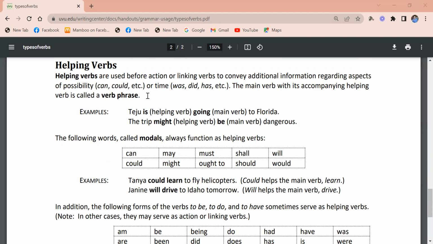Okay. Example. Teju is going to Florida. What is the helping verb or auxiliary verb in other term? Helping verb is auxiliary verb. Is going. Progressive to, di ba? Going, ing. So the action verb or the main verb is going. The helping verb is is. To Florida is adverb of place.